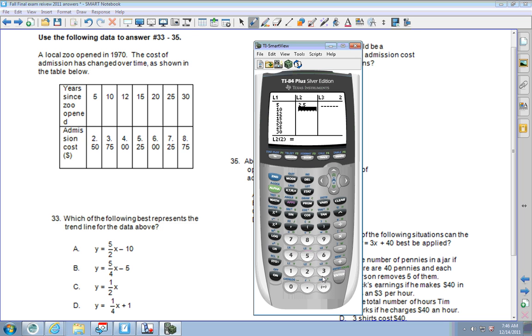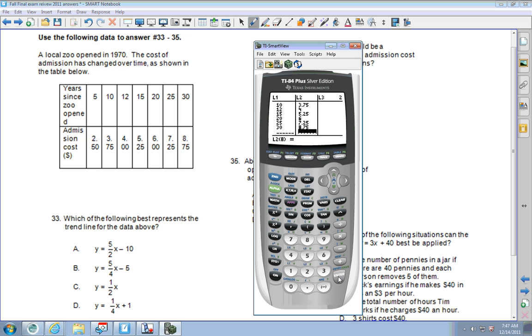And let's go into L2 and put in there the prices. $2.50, $3.75, $4, $5.25, $6, $7.25, and $8.75.